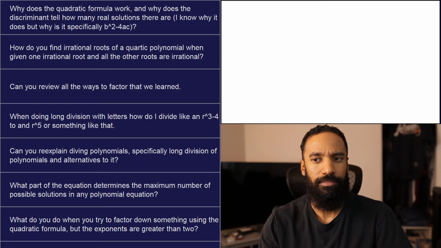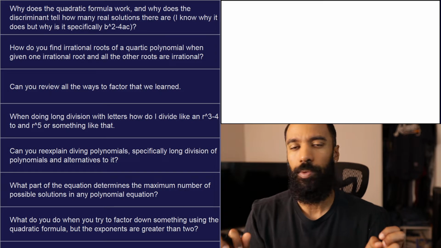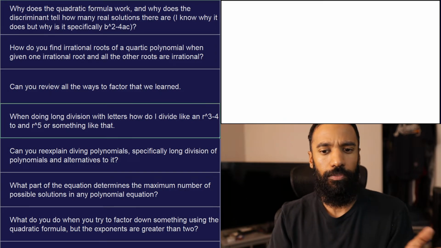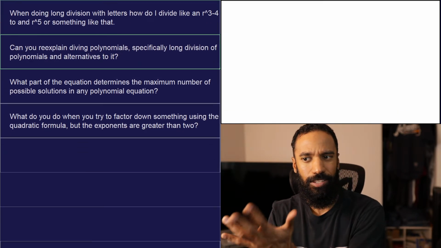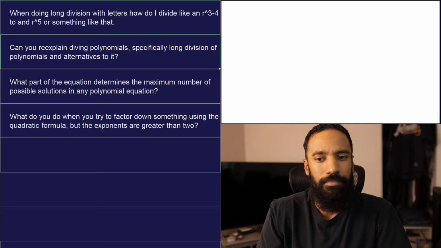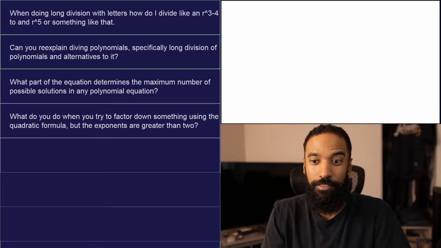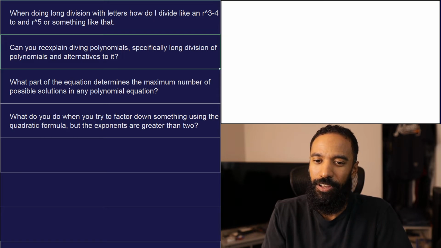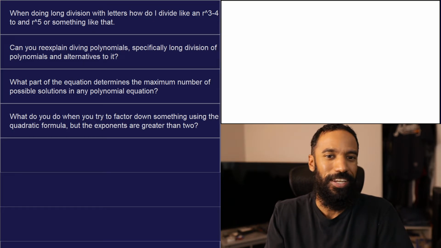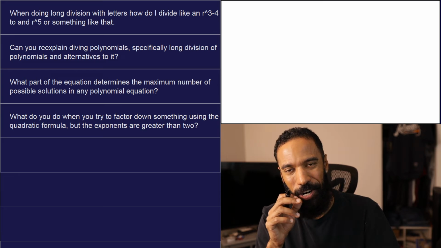I'm not doing a full one. I've done plenty of examples of them, but that's what you're looking at, leading terms. And I don't know if you had a specific one in mind. You started one. That's kind of as best as I can say. Can you re-explain dividing polynomials, specifically long division of polynomials and alternatives to it? Well, I kind of started one just right there.